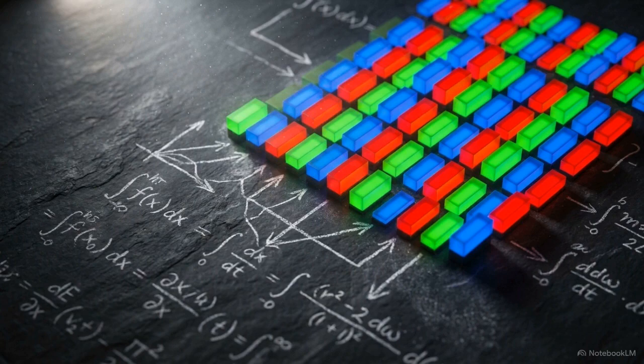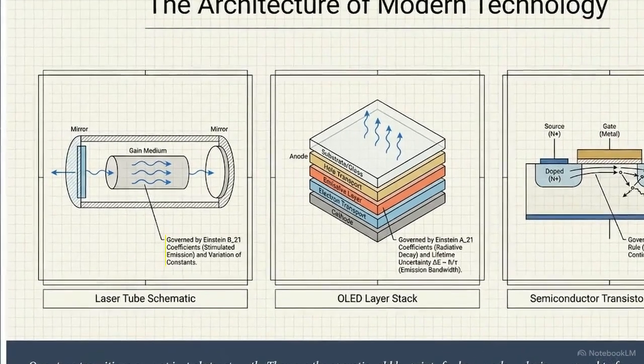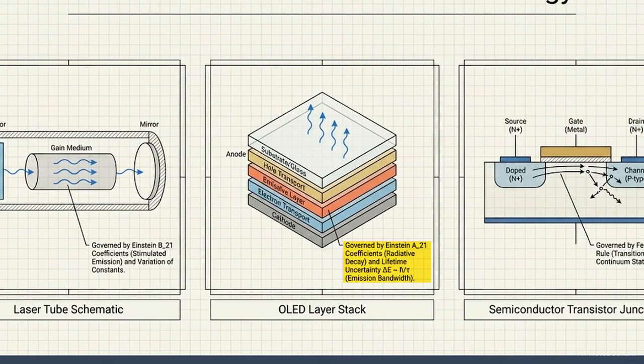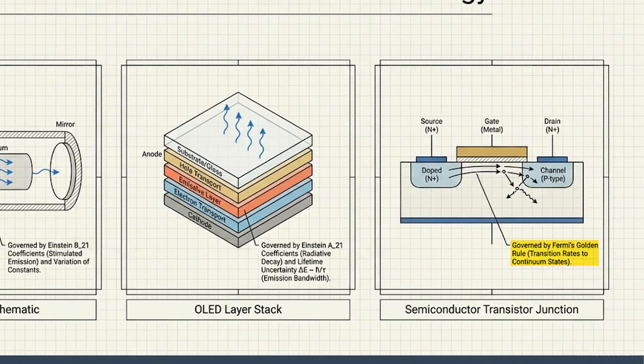These rules are not separate academic curiosities. They operate simultaneously inside modern hardware. Laser gain depends on optimizing the Einstein stimulated emission coefficient to overpower standard absorption, allowing a light beam to amplify as it travels through a medium. The color purity of OLED displays is bound by the lifetime uncertainty principle and Einstein decay rates, which dictate the narrowness of the emission bands. The ability to switch semiconductor logic gates relies on managing the scattering rates calculated by Fermi's golden rule.